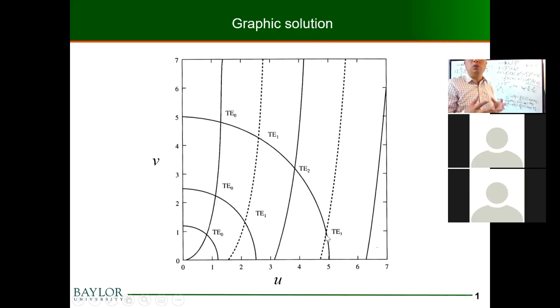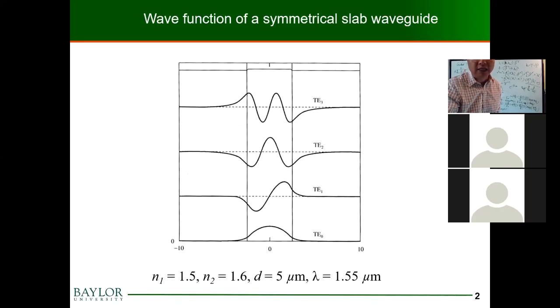Each solution corresponds to a different electromagnetic wave, so we call it a mode. If we have 1, 2, 3, 4, it depends on different V. What is capital V? It depends on D, the thickness, the wavelength, and the refractive index. So now let's take a look.